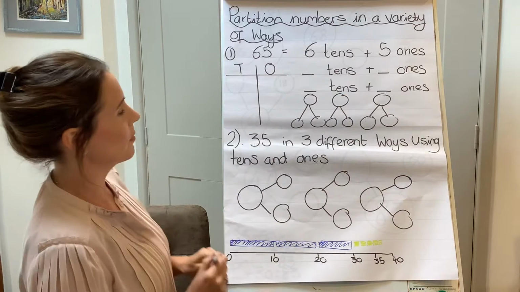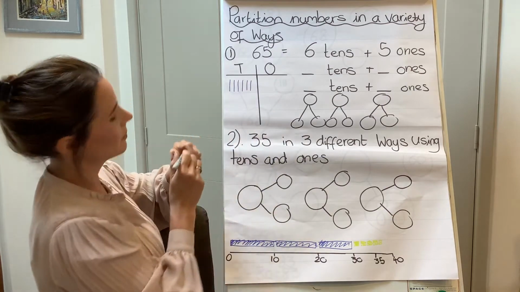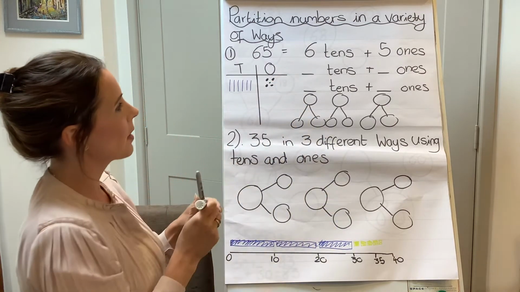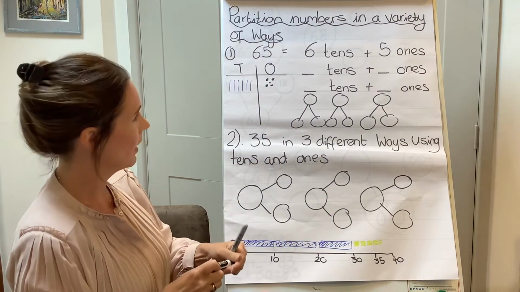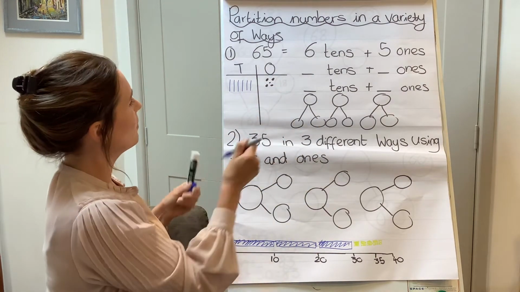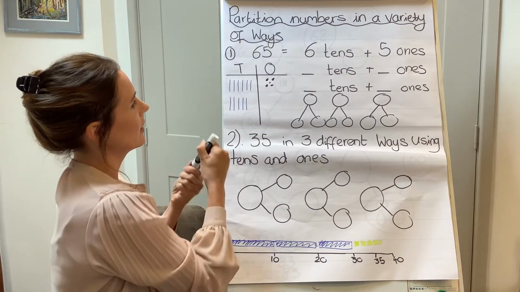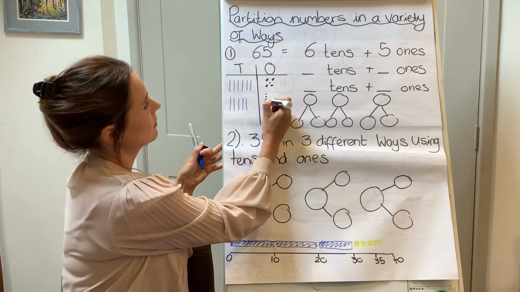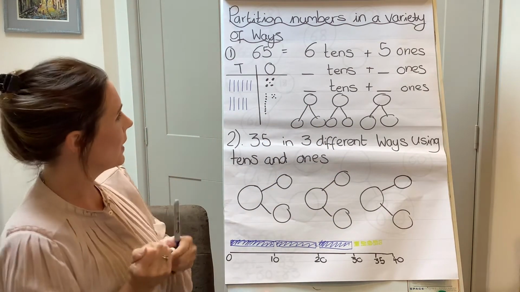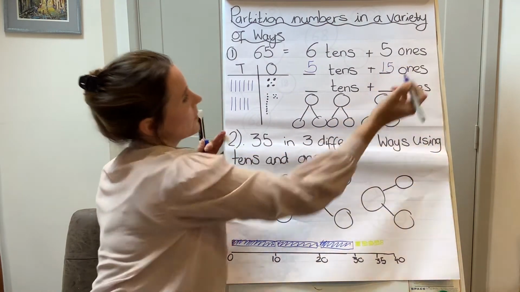So the number 6 tens and 5 ones can be made using 6 tens and 5 ones, but it can also be made in a different way. We can partition it differently. We can move one of the tens over there and the number can be made of 5 tens and 15 ones. So it can be 5 tens and 15 ones.